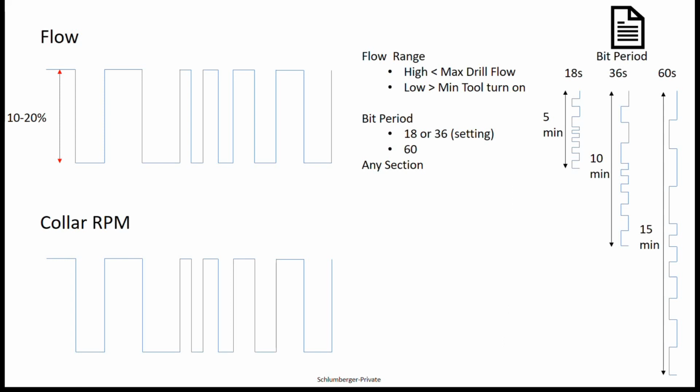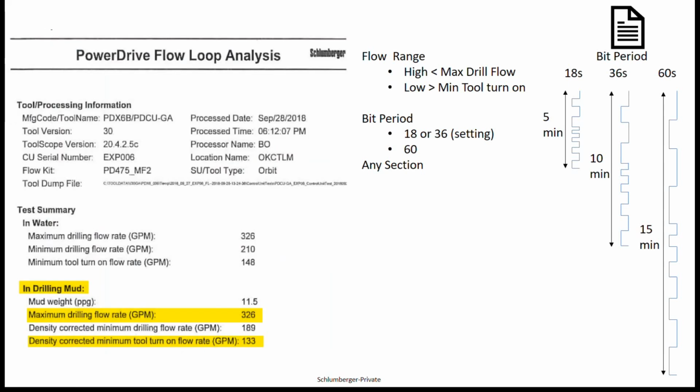For each type of downlink, there's a specific set of rules. For instance, for the flow, when you're varying between your high and your low state, you need to change by 10 to 20% in gallons per minute. So your high state maxes out with your max drill flow. This comes from your flow loop analysis on your OST. You can see highlighted here, you want to use your mud corrected values. So the maximum drilling flow rate for this OST would be 326 gallons per minute. And then your low state cannot go below your minimum tool turn on flow rate.